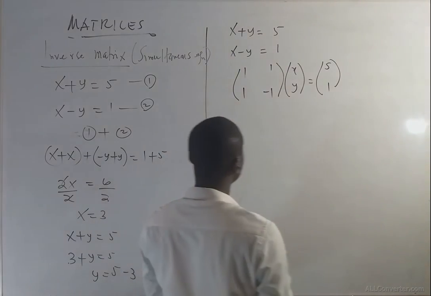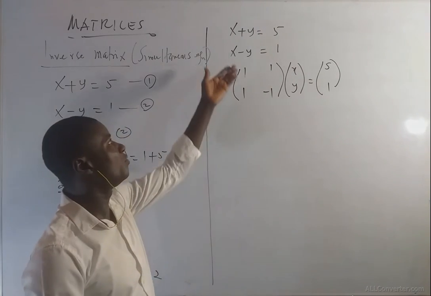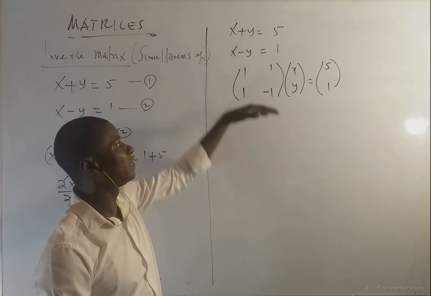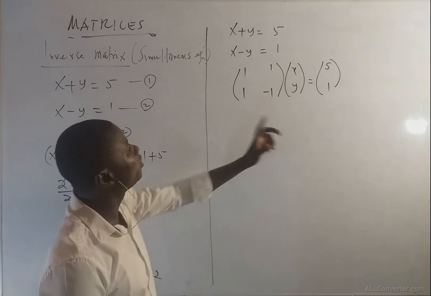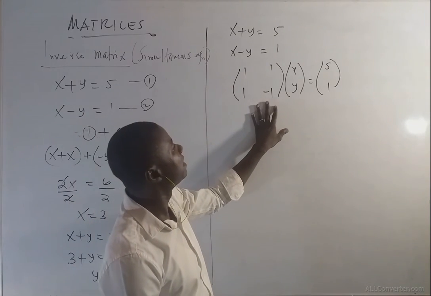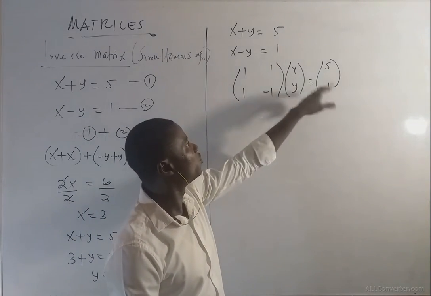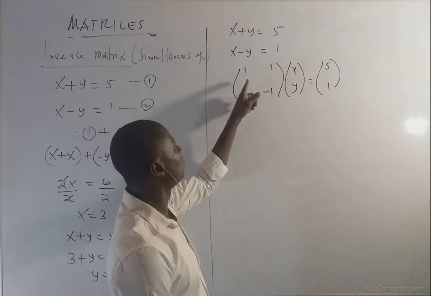Now we are trying to use the matrix approach, and that is why we are converting the simultaneous equation into the matrix form. And so take note that when you multiply this by this and equate to this, you still get the same equations.